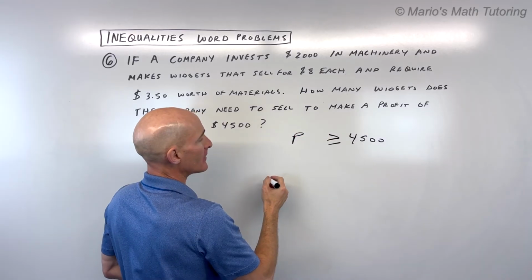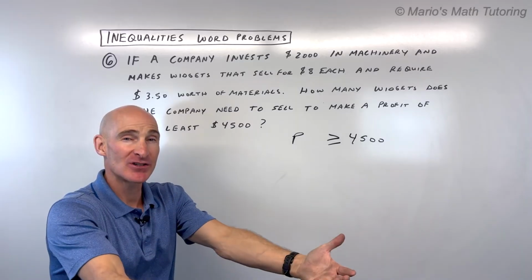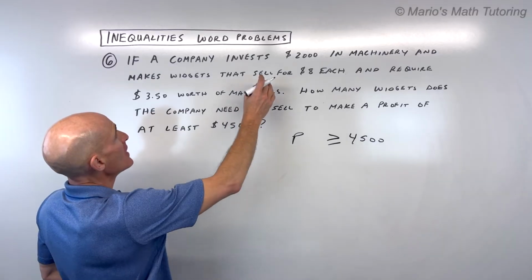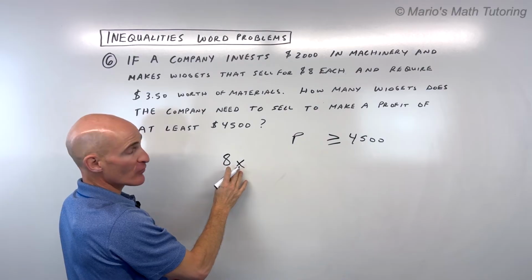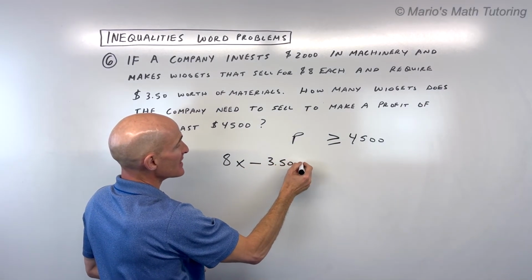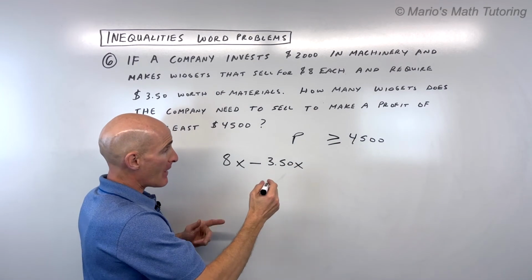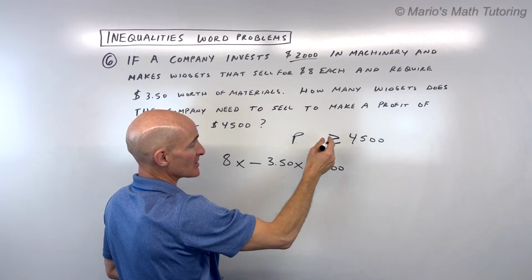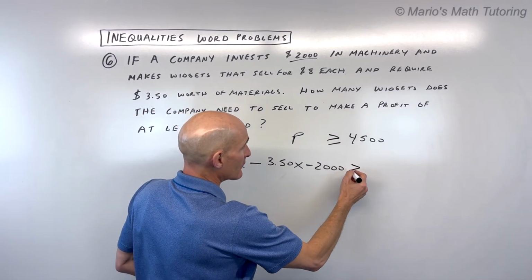$4,500, the profit, right? But the profit, it's how much money you take in minus how much you have to spend, right? So it's the leftover, what you take in minus what you have to spend. So if you take in $8 for each widget, that's 8 times the number of widgets sold, minus $3.50 per each widget, okay, because you have to pay for the materials, right? Minus the $2,000 you spent to get set up in business with the machinery, okay? So these are all expenses you have to take away, right, from the income. And that leftover is the profit.